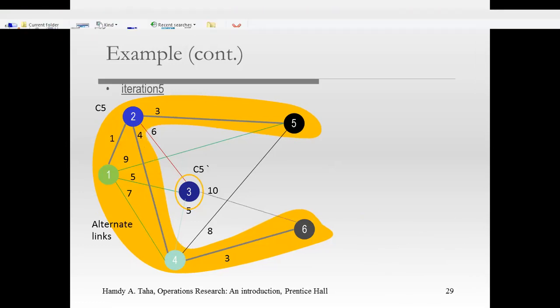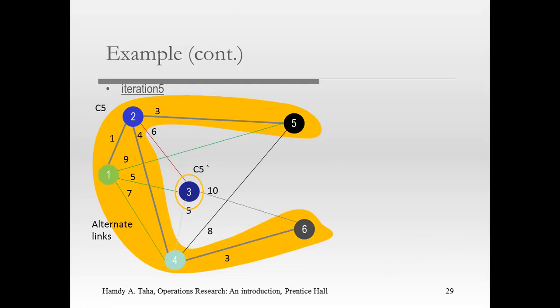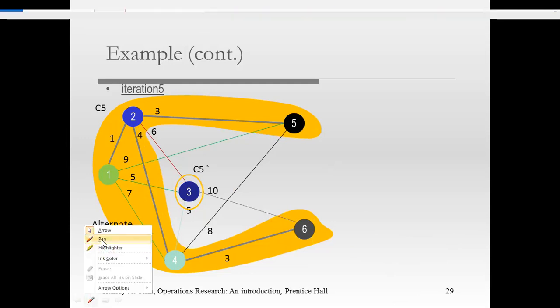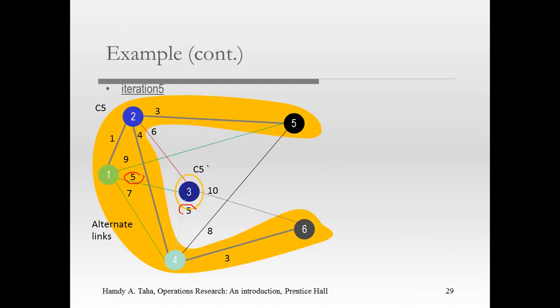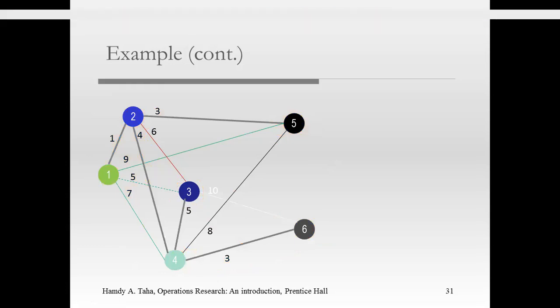Okay, so which one is the shortest? So we need to find it. If you notice, we have two options here. From 1 to 3, 5. And from 4 to 3, also 5. So we have two options. This is called alternate links, because we can connect the cable from 1 to 3, or we can connect the cable from 4 to 3. That's why they are alternate links. Like this, if we connect from 4.